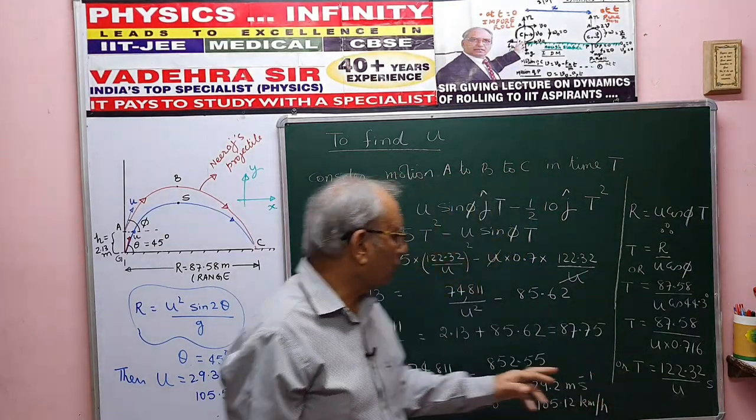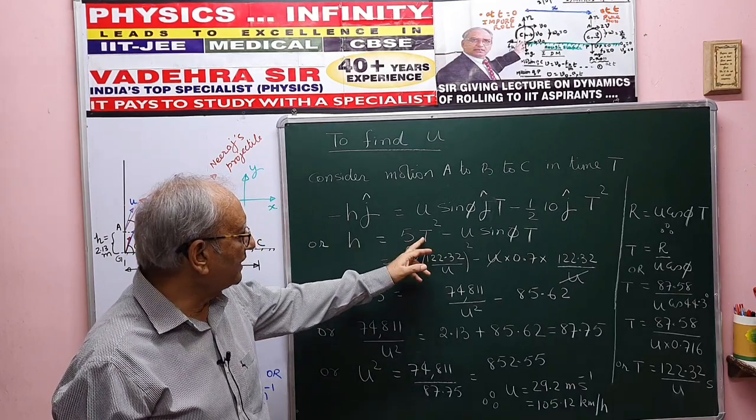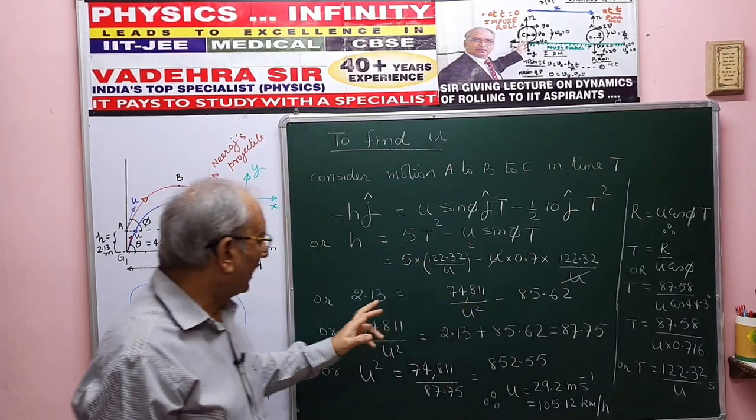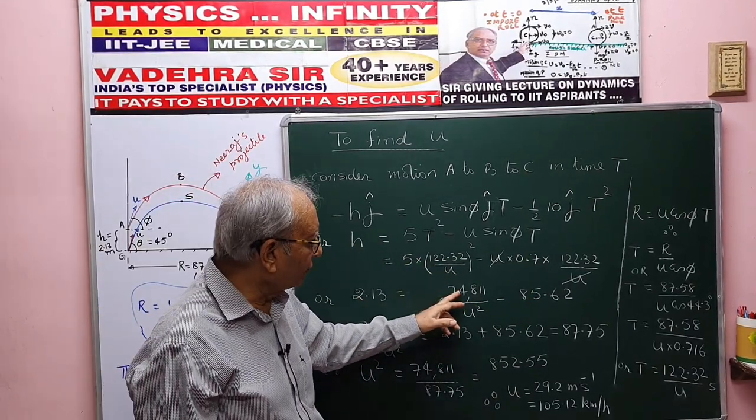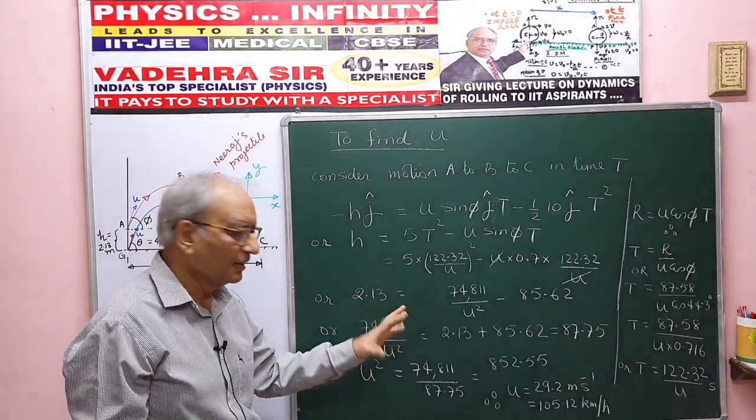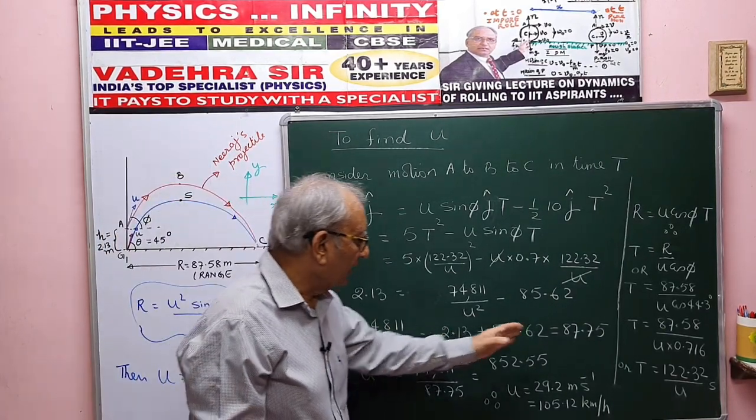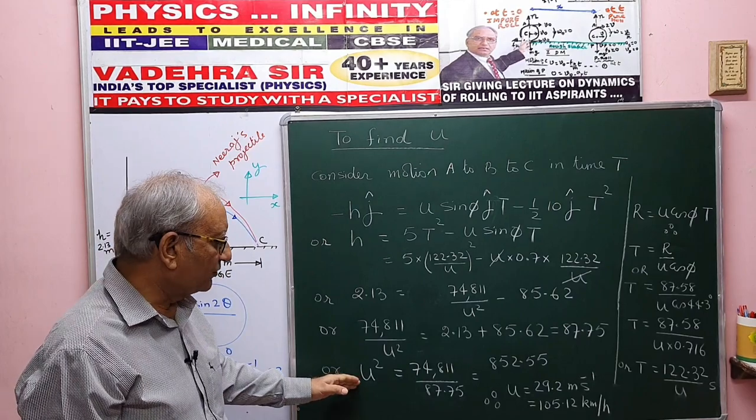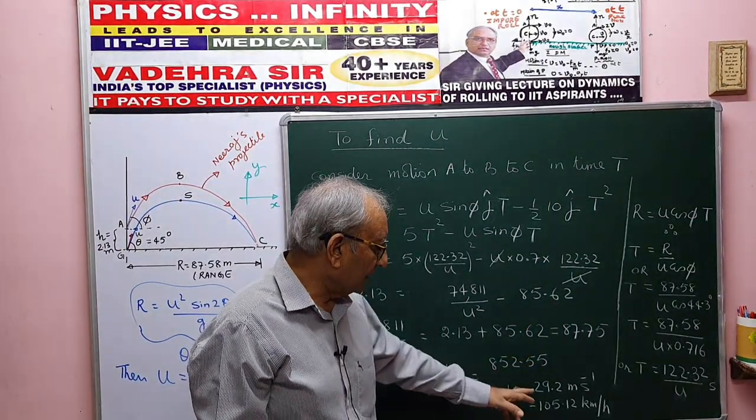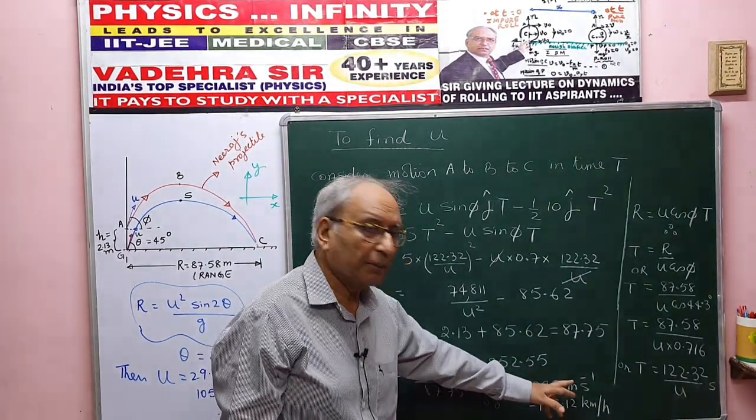I will use this expression here. I put the expression of T and T square in this, and I get 2.13 is 74811 upon u square minus 85.62. Well, now it's simple, we just do the calculation. So 74,811 upon u square is 87.75, and that gives me u square as 852.55. I take the square root, that gives me 29.2 meter per second.